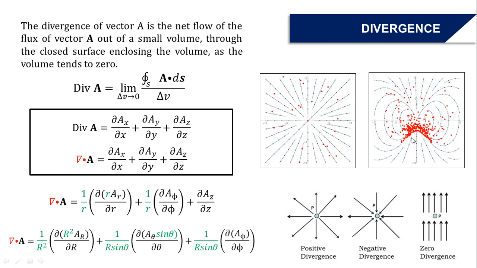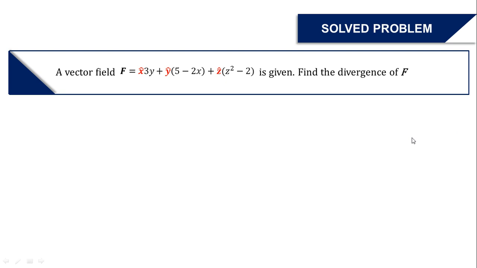Let's try a few examples. A vector field F is equal to x hat 3y plus y hat times 5 minus 2x plus z hat x squared minus 2 is given. Find the divergence of F in this particular problem. So, bago natin sagutan yan, alamin natin saan coordinate system ba tayo dapat gumamit ng formula. So, in this case, x, y, and z, so Cartesian coordinates.